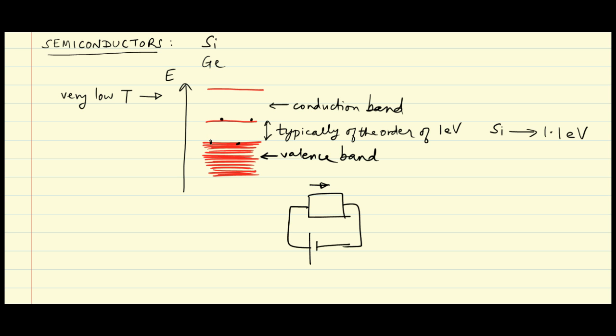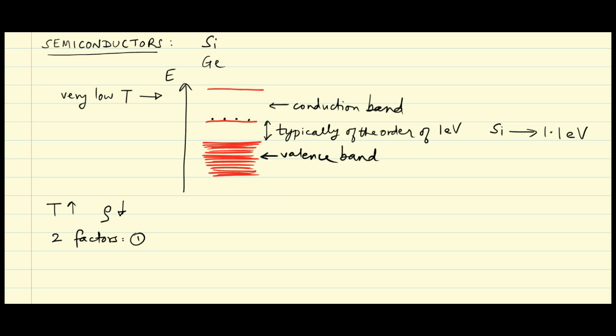At higher temperatures, more electrons in the valence band jump across the band gap, and as a result of this the material conducts electricity better. So we see that in a semiconductor, as the temperature rises, the resistivity, which I'll call rho, decreases. That's because the conductivity increases. Note that there are two factors which are at play over here.